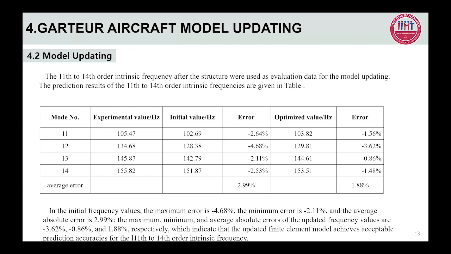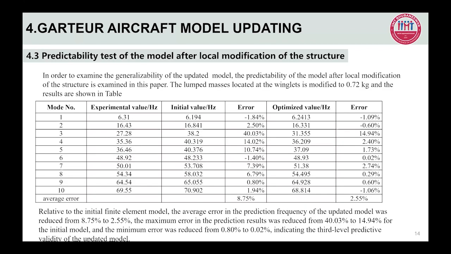The maximum, minimum, and average absolute error of the updated frequency values are negative 3.62%, negative 0.86%, and 1.88%, which indicates that the updated finite element model achieves acceptable prediction accuracy for the 11th to 14th order intrinsic frequency. In order to examine the generalizability of the updated model, the predictability of the model after local modification of the structure is examined in this paper.